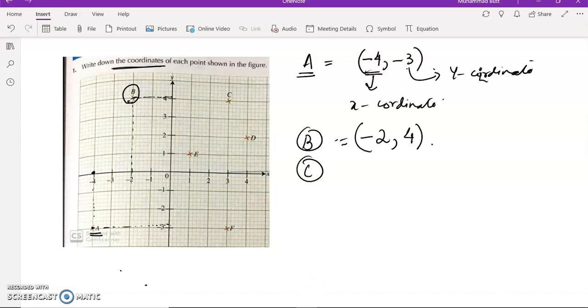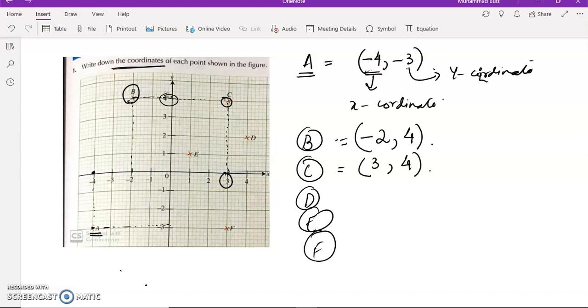Then point C over here. The value of the x coordinate for point C is 3, as it meets the x-axis at point 3, and then the value on the y-axis is 4. So the coordinates for point C are 3 and 4. Now you can write down the coordinates for points D, E and F, I think, by yourself. So let's try this question, and then we'll do question number 2 of exercise 6A.